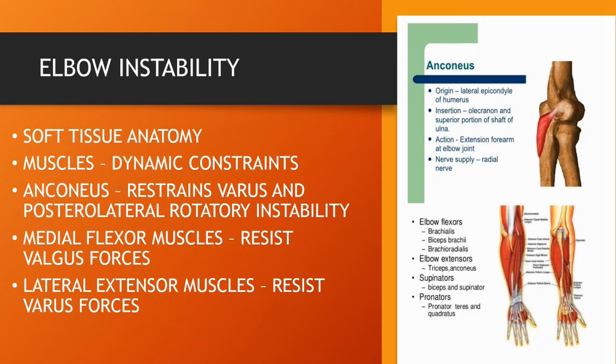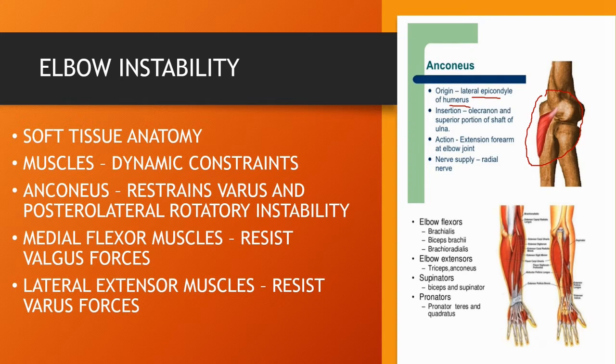Okay, so in addition to ligaments providing the static constraints of the elbow, muscles also provide the dynamic constraints, the most important of which is the anconeus muscle. The anconeus muscle, which is depicted right here, has its origin at the lateral epicondyle of the humerus. Okay, and you can palpate this lateral epicondyle of the humerus, and its insertion is on the olecranon and the superior portion of the shaft of the olecranon. And its muscle action is to create extension at the elbow joint.